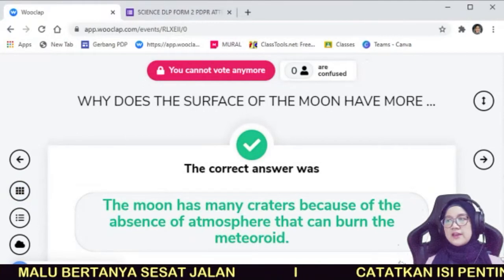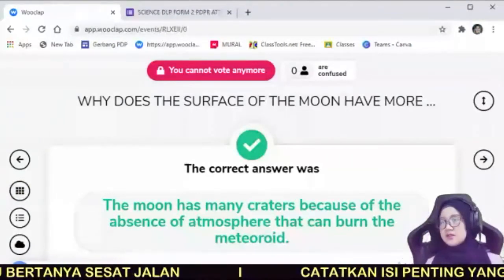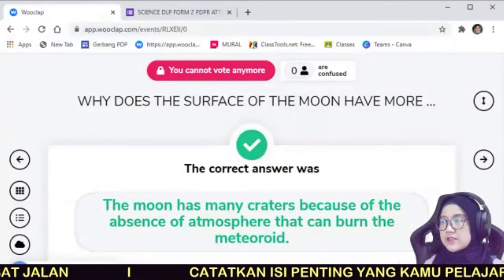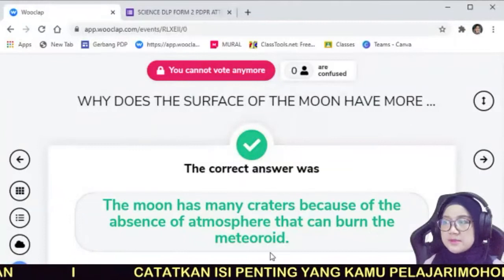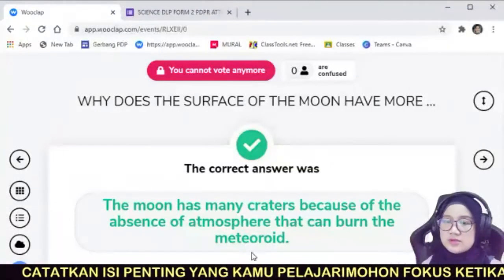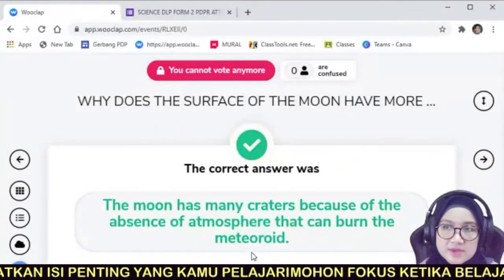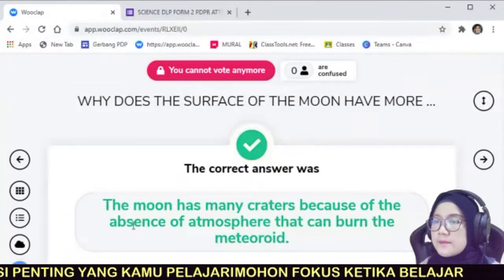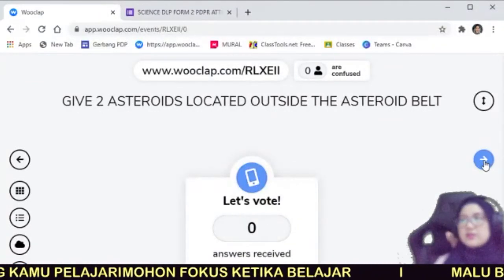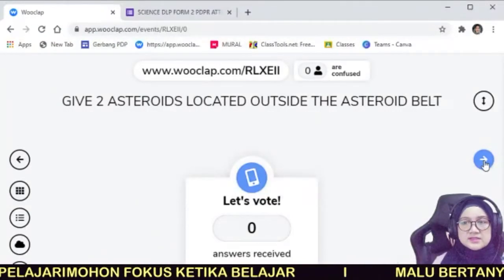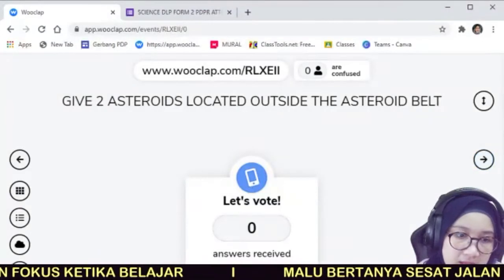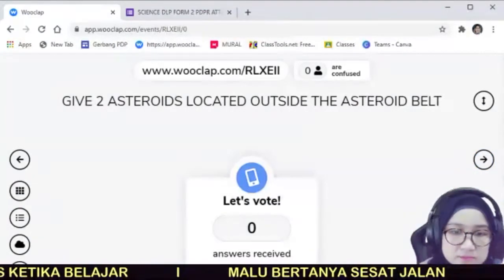The moon has many craters because of the absence of atmosphere. The Earth has an atmosphere that can burn the meteorite. When it burns the meteorite, the meteorite becomes fragmented into smaller pieces and cannot reach the surface. Okay, so give two asteroids located outside the asteroid belt. Just now we have already mentioned the names of the two asteroids. Do you know the names of the two asteroids?